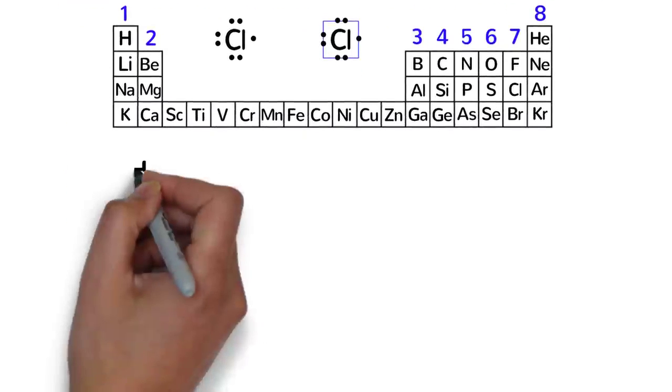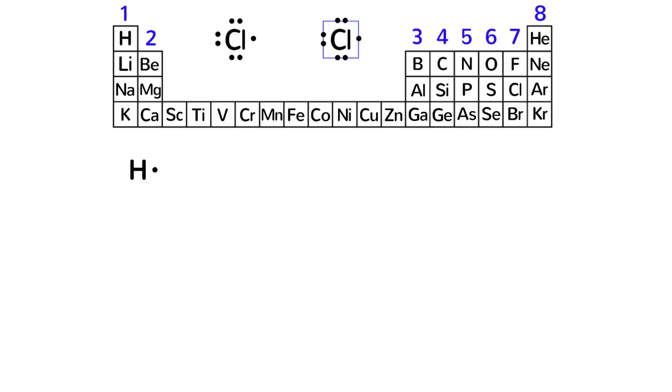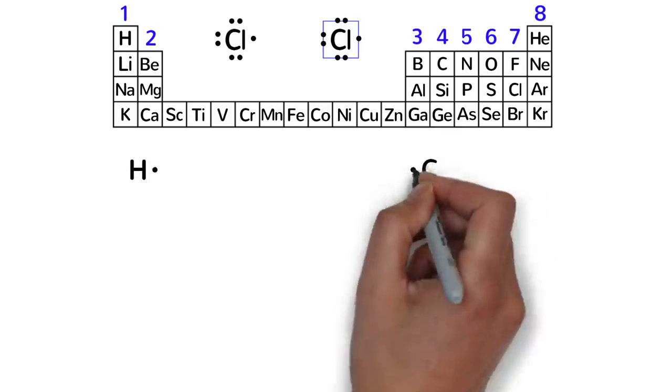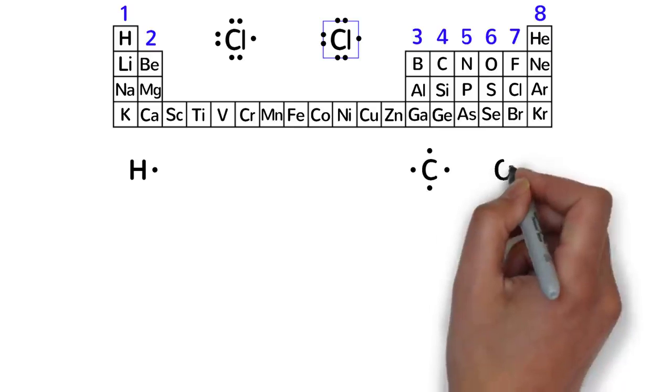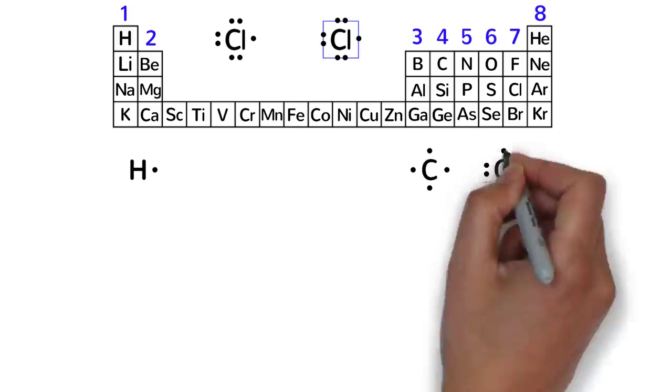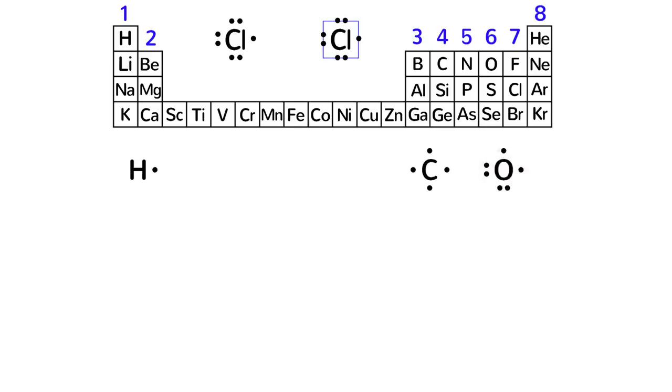This is the Lewis diagram of hydrogen, which has only 1 valence electron. This is carbon, which has 4 valence electrons. And this is oxygen, which has 6 valence electrons. Where you put the dots doesn't really matter as long as you neatly draw them along the sides of an imaginary square and never put more than 2 dots on one side.